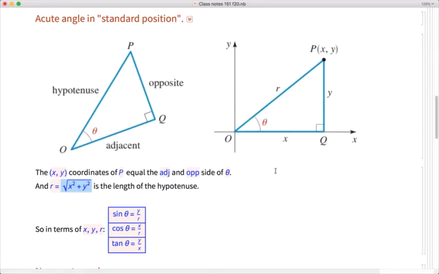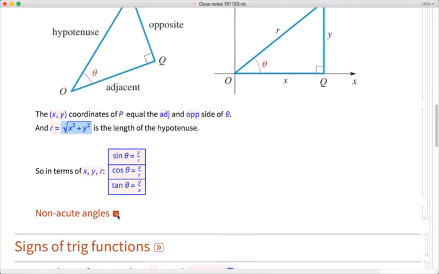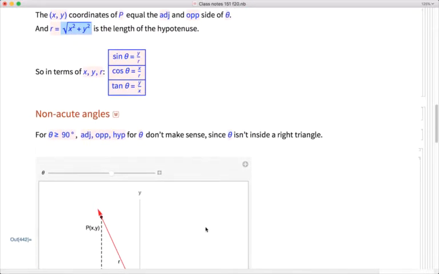Okay, so with this relabeling of the sides of the triangle, now we can redefine the sine. We used to say opposite over hypotenuse, but now we can say it's the y coordinate of this point divided by the distance from the origin out to this point, so y over r. And cosine can be x over r, and tangent can now be y over x. So we're redefining the three starting trig functions now in terms of the coordinates of this point P.